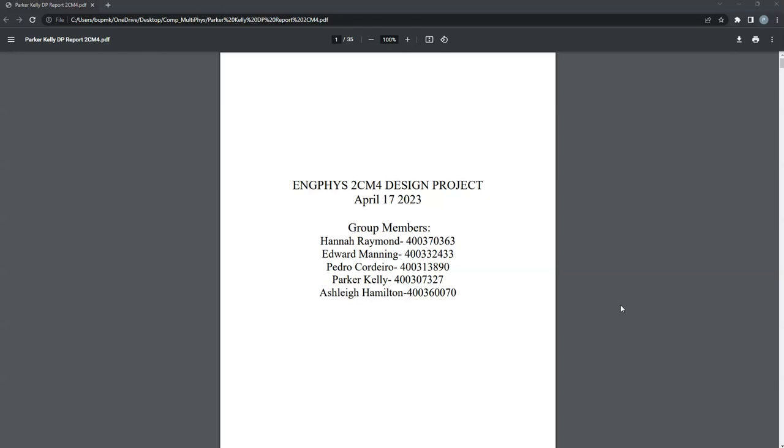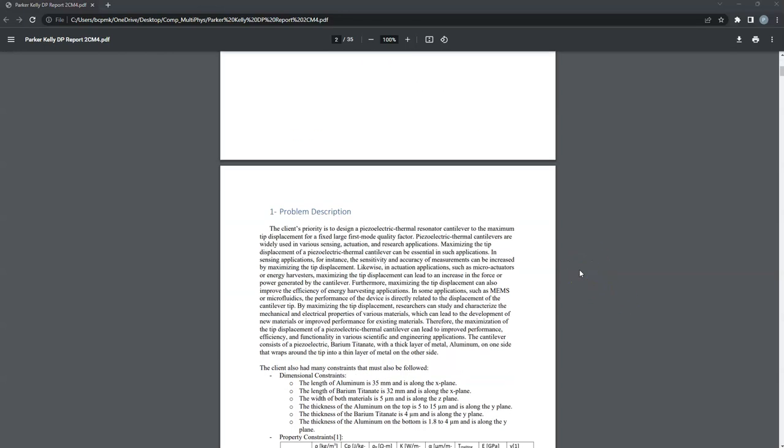My group members were Hannah, Edward, Pedro, and Ashley, and what I mainly worked on this time around was all of the flex, as well as some of the report.